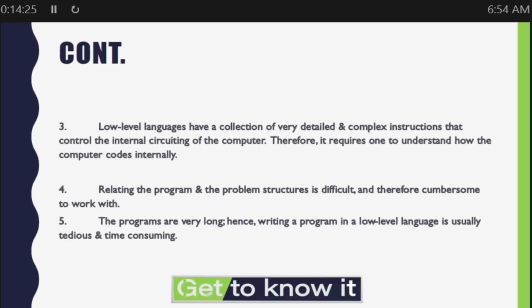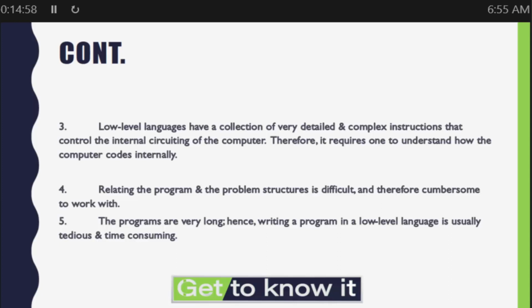Another disadvantage is that they have a collection of very detailed and complex instructions that control the internal circuiting of the computer. Therefore, it requires one to understand how the computer codes internally. So you, as the programmer, have to understand beforehand how the computer works before you start programming any program with these low-level languages.